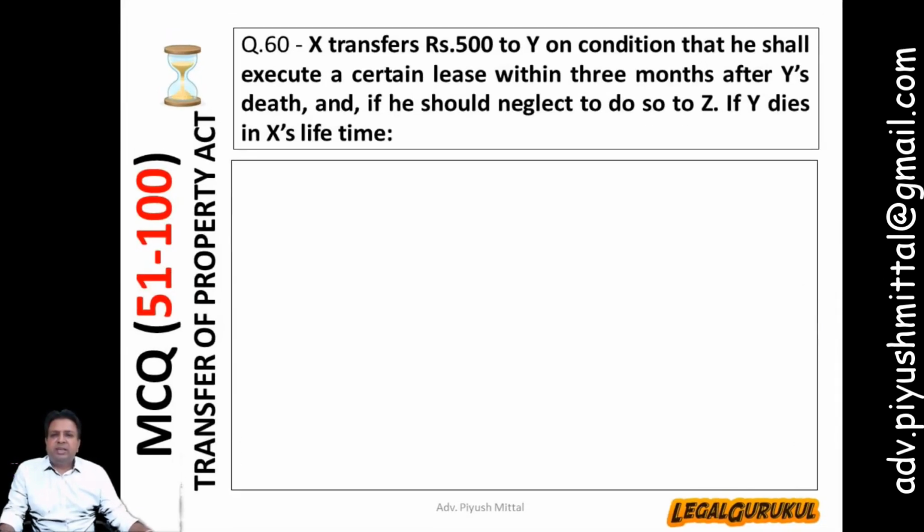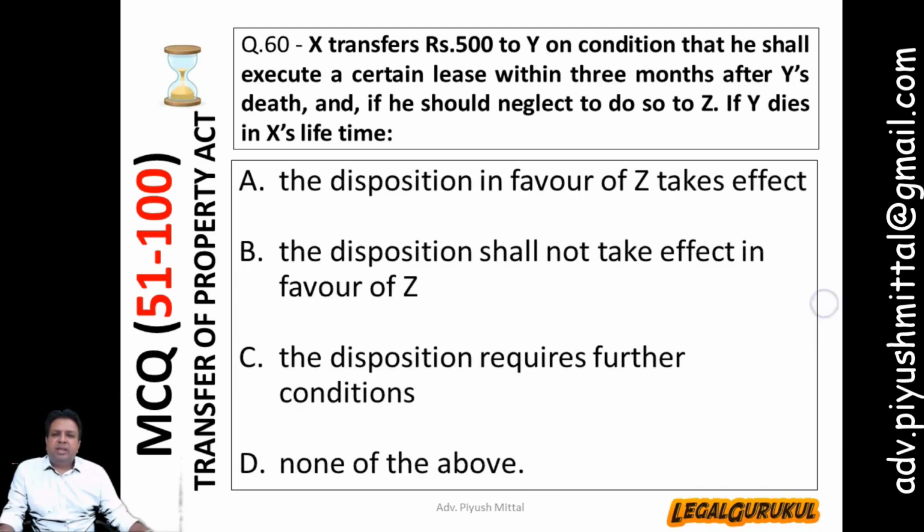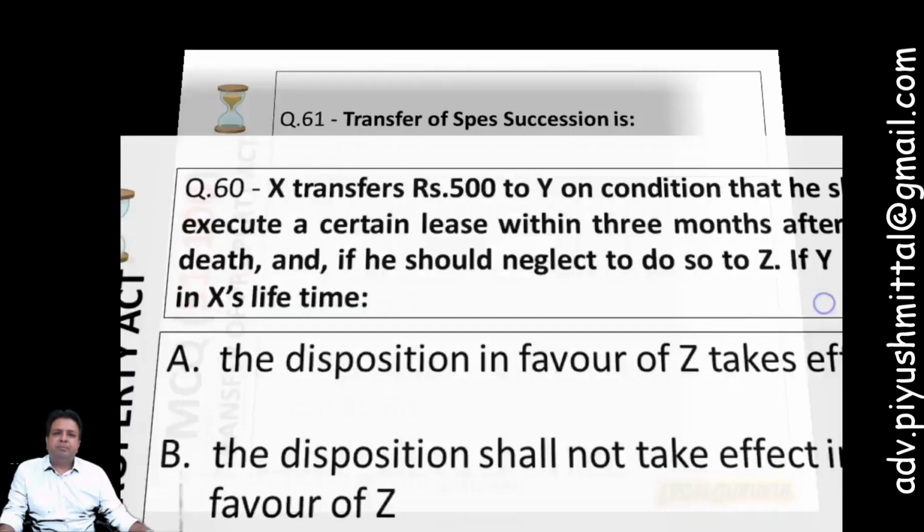Question number 60. X transfers rupees 500 to Y on condition that he shall execute certain lease within 3 months after Y's death, and if he should neglect to do so, to Z, if Y dies in X's lifetime. A, the disposition in favour of Z takes place, B, the disposition shall not take effect in favour of Z, C, disposition requires further condition, D, none of the above. And the correct answer is A, the disposition in favour of Z takes effect.